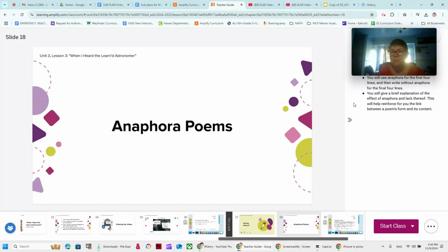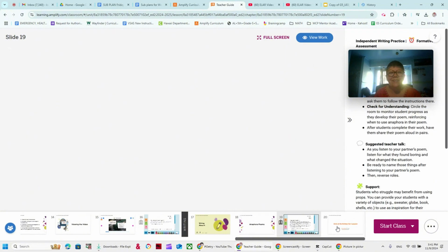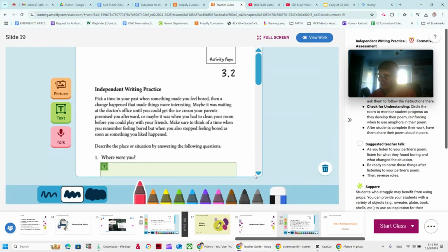So we're going to write anaphora poems. It's exciting. And you're in the independent writing section of your poetry journal. So you're on page 31. Make sure you're there. And I want you to think about a time in your past when something made you feel bored and then a change happened that made things more interesting. Maybe you were waiting at the doctor's office until you could get the ice cream your parents promised you. Or maybe you had to clean your room before you could go play with your friends. Make sure to think of a time when you remember feeling bored, but then you stopped feeling bored as something you liked happened.